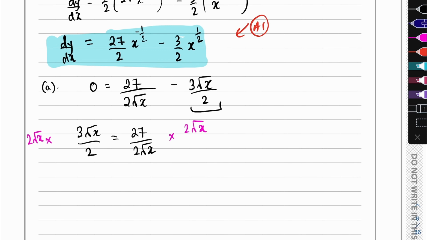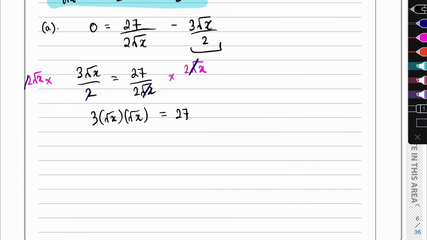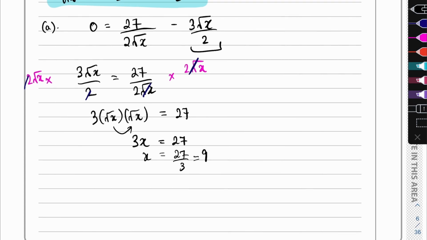Then we can see that this cancels out. Then over here, the 2 cancels out with the other 2. You're left with 3 times root x equals 27. Now we know that root x times root x gives you what? It gives us just x. So 3x equals 27, and x equals 27 over 3, which is equal to 9. Now, are we done with the question here?